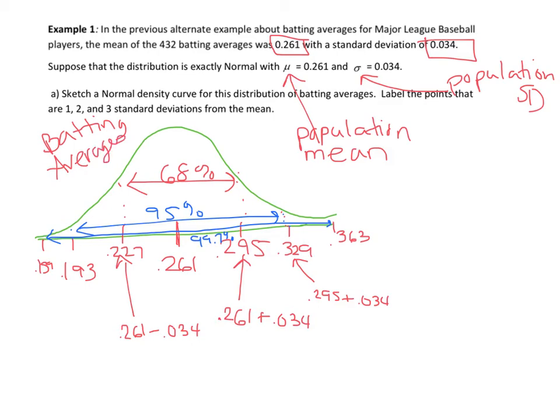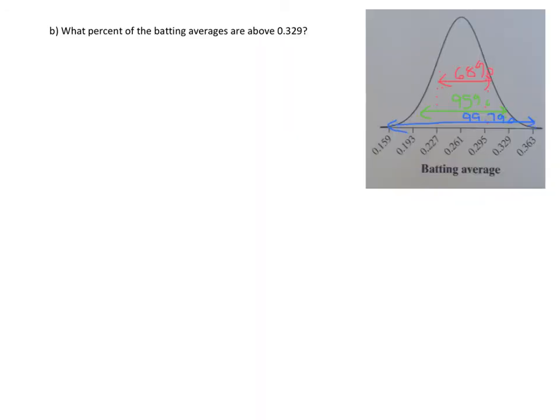So now let's go on to a few examples. We're now going to answer a few questions about this distribution. And the first two we're actually going to do by hand. The next ones we're going to use a really wonderful function of the calculator. So the first thing they're asking you is what percent of the batting averages are above 32.9%. So if you notice, 32.9% is actually listed on our normal model, which is great.